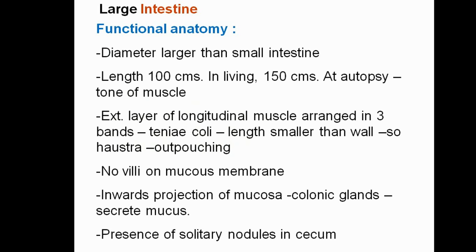The external layer of longitudinal muscle is arranged in 3 bands. This is called a taenia coli. The length is smaller than its wall, so outpouching is produced. These are known as haustra.